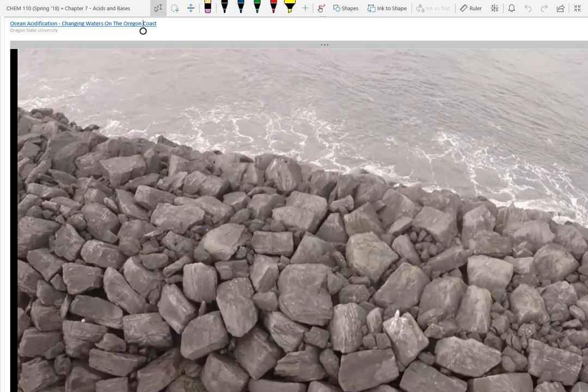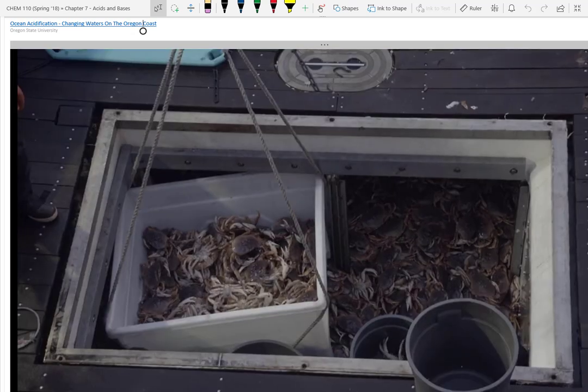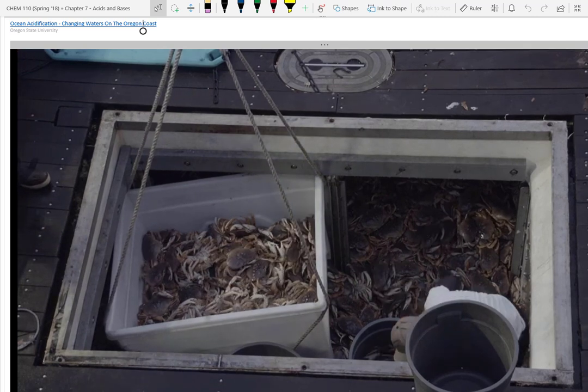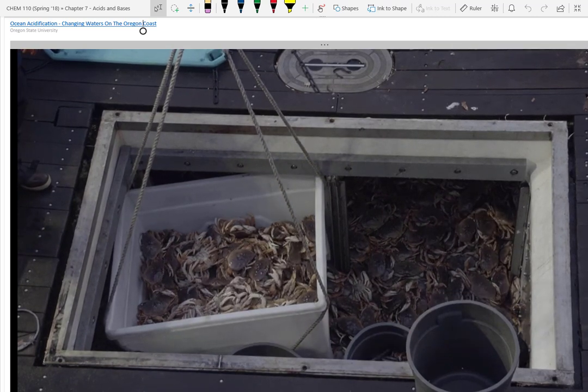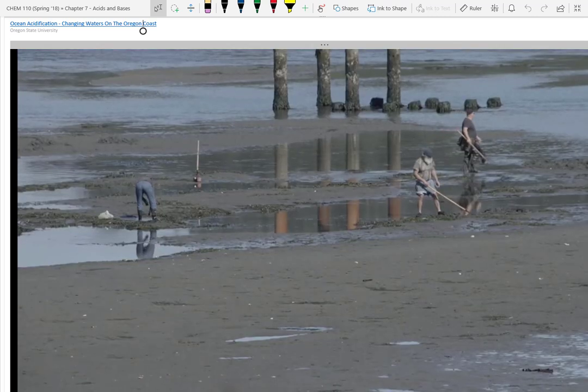The changes that we're seeing in the chemistry of the ocean affect everything there, all living things and non-living things also. They are changing in ways that are going to adversely affect the things that people care about, because it's affecting the creatures that live there and their habitat.